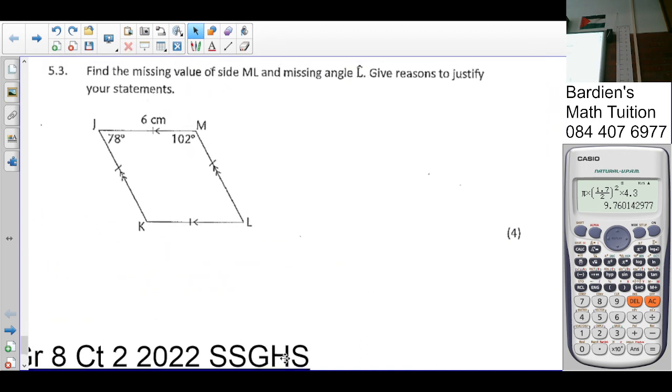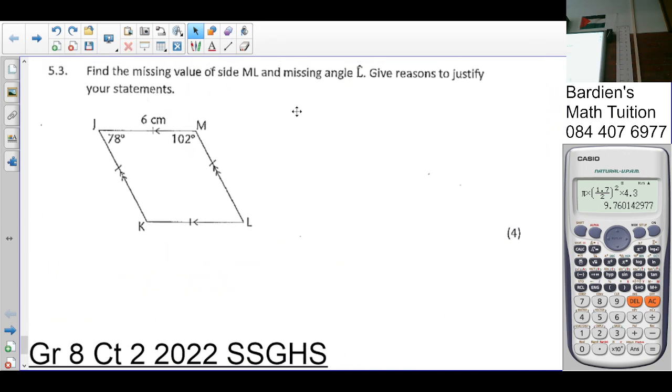Like 5.3. In question 5.3, find the missing value of ML, which is this length here, and angle L. Give a reason to justify your statement. People, what type of shape is this? It's a rhombus. What makes this a rhombus? All sides are equal. Two pairs of opposite sides parallel, the least it can be is a parallelogram. Okay. Parallelogram.